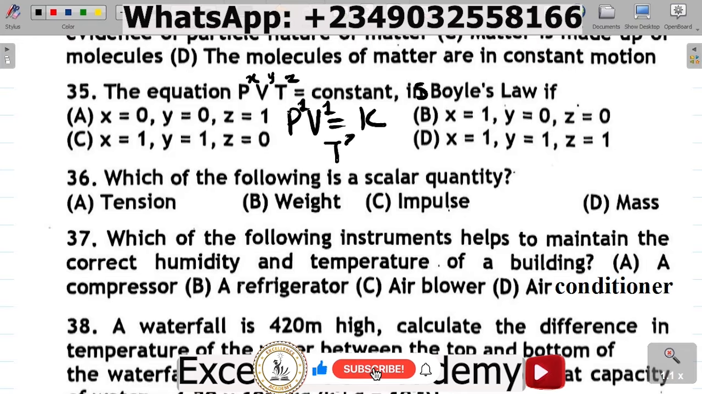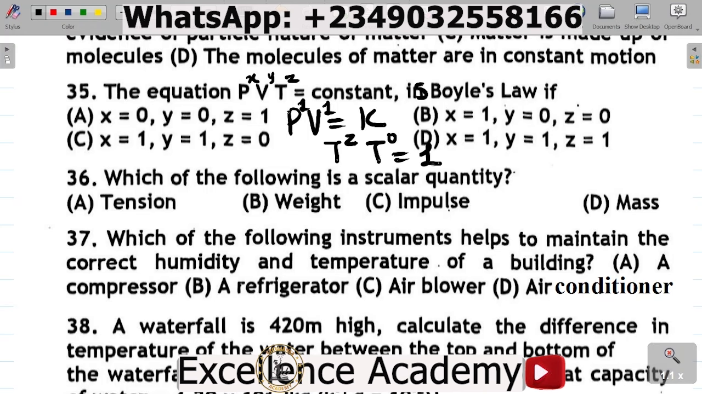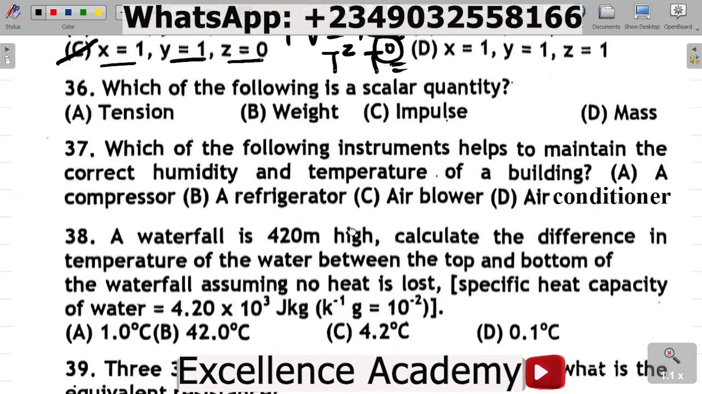So if I have T to power z, and I don't want T, what do I do? I need to raise T to power what there? 0. Because T to power 0 gives you what there? 1. And 1 times PV gives you what there? PV. So since T does not exist, we'll put the power 0: P to power 1, V to power 1, T to power 0. So it means x is 1, y is 1, z is 0. So let's find that option there. x 1, y 1, z 0. That's option C. x equal to 1, y equal to 1, z equal to 0. That's your correct answer.